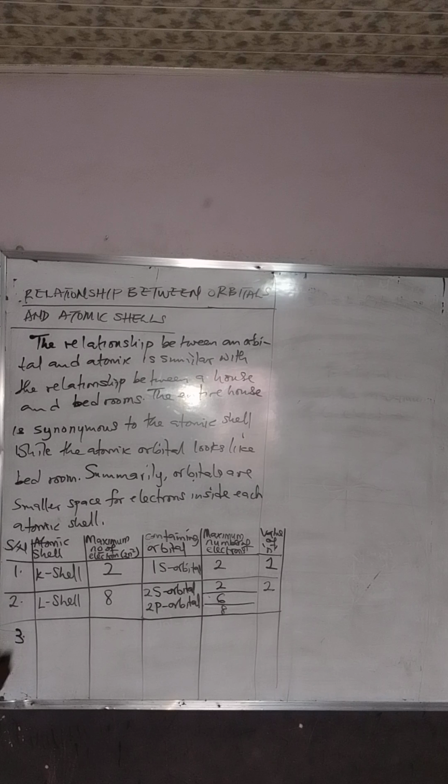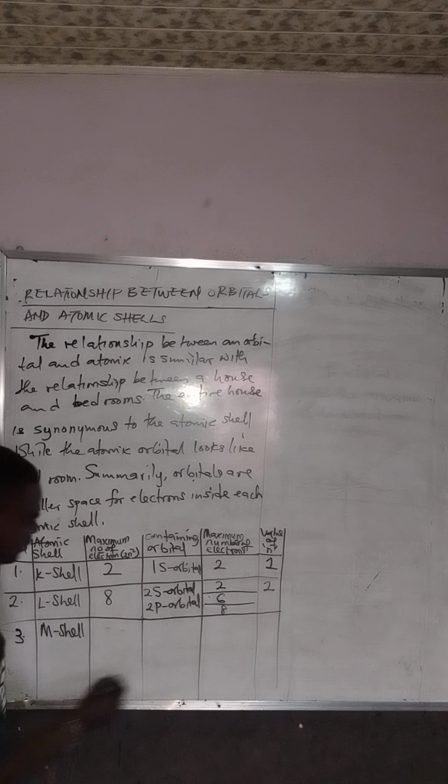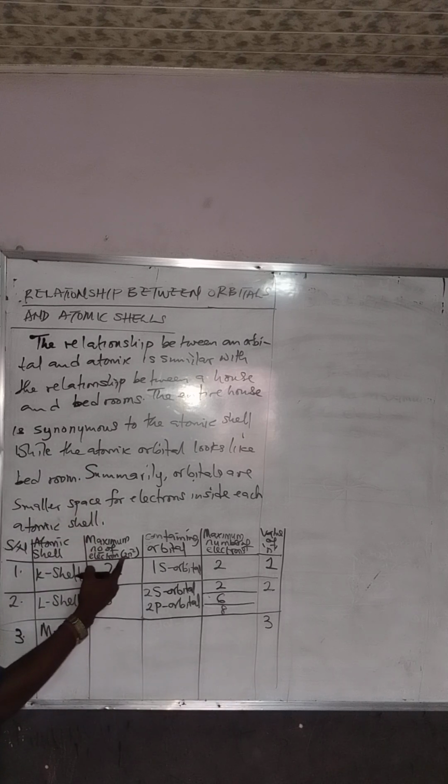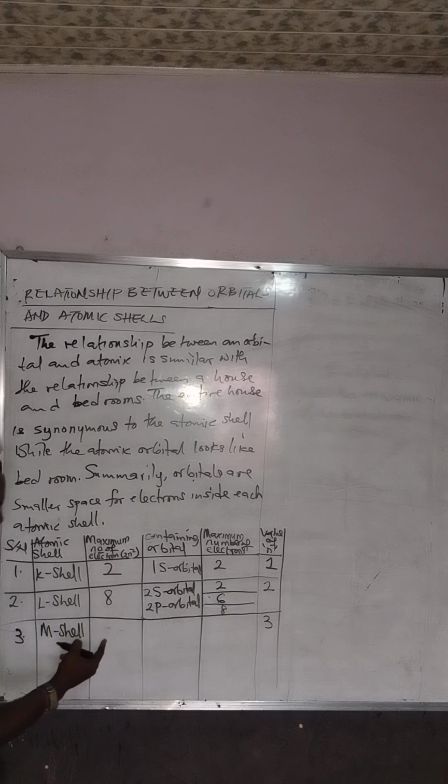Then number 3 is M shell. For M shell, the principal quantum number is 3. So put 3 inside this n. 3 raised to power 2, that's 3 times 3 is 9. 9 times 2 is 18. It can carry a maximum of 18 electrons.